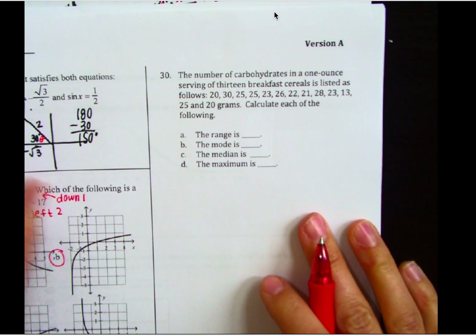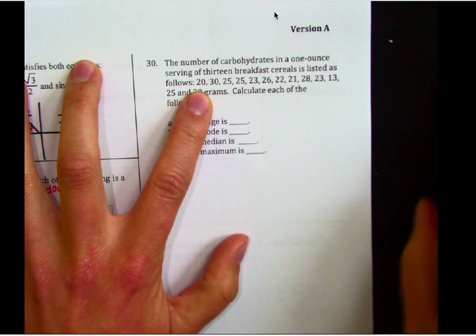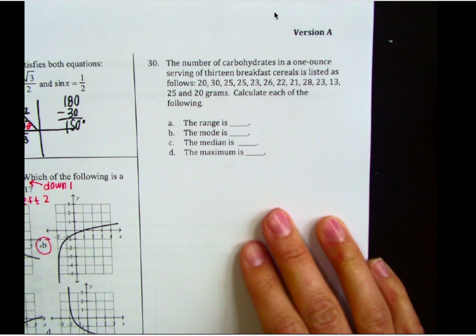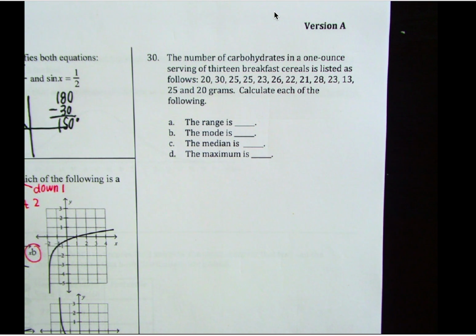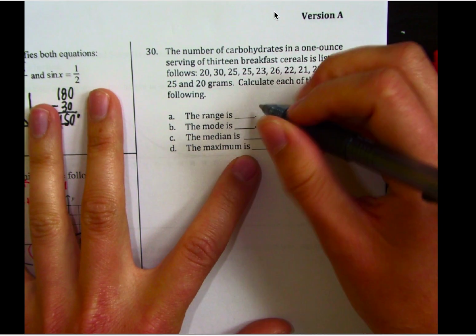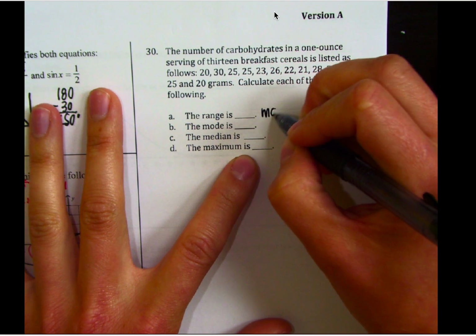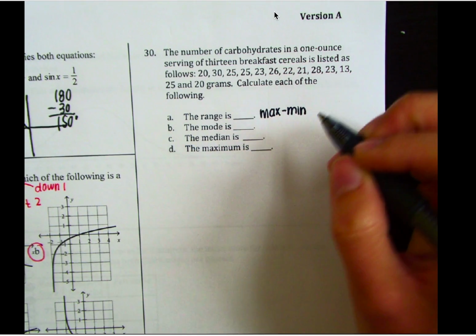Okay, number 30. The number of carbohydrates in a 1 ounce serving of 13 breakfast cereals is listed as follows: 20, 30, 25, 25, 23, 26, and so on. We are going to calculate each of the following. So we are going to look for the range. I'm going to remind you guys that range is your maximum value minus your minimum value. So your greatest value minus smallest.